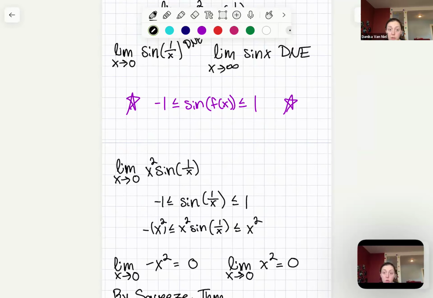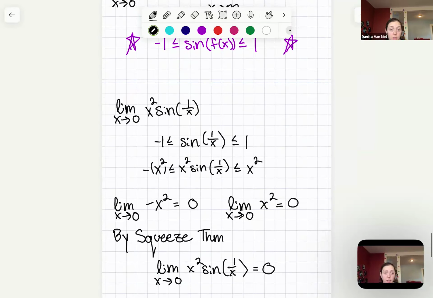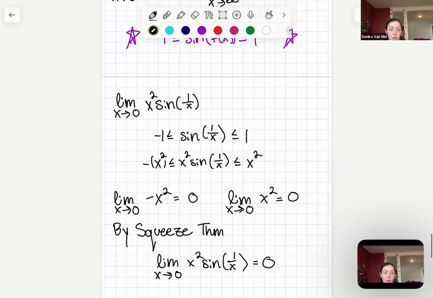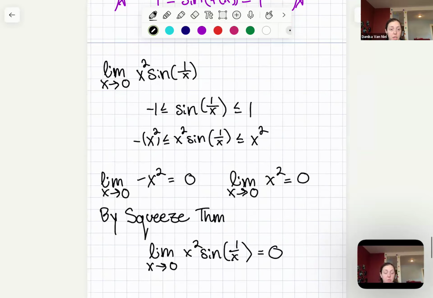So super easy, right? Like we went from a question that looked like 0 times DNE, which I'm like, I don't know what the heck that's supposed to be. Because I'll also tell you that 0 times infinity is not always 0. Okay, in limits.